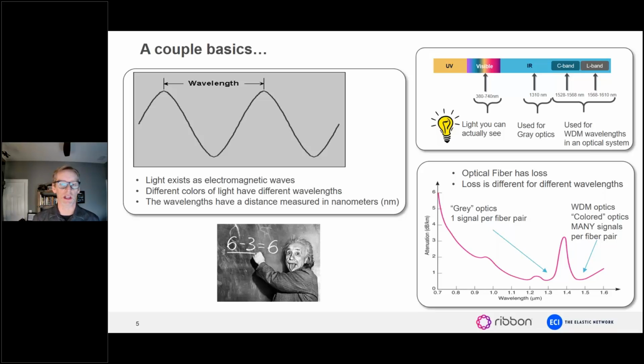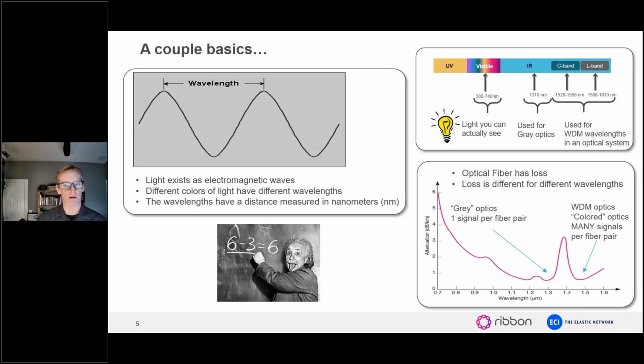And then the window around 1550 nanometers is used for what are called wavelength division multiplexed, or WDM, wavelengths in an optical system. The reason why folks chose 1310 and 1550 as wavelength bands for telecommunications optics is shown in this curve on the lower right.